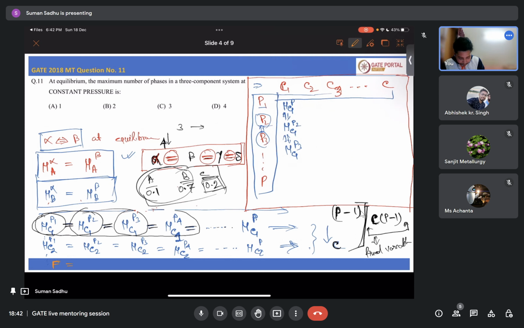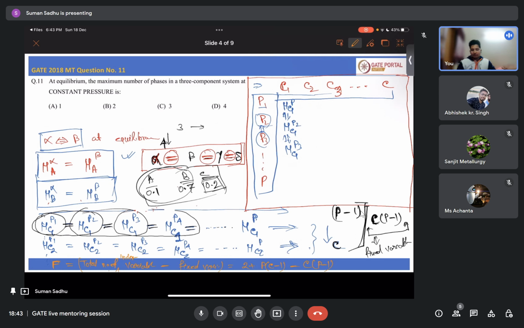Degree of freedom will be the total number of variables, sorry, the total number of independent variables minus fixed variables. So it will be 2 plus P into C minus 1, minus C into P minus 1. So you have the total variables, and from the total number of variables, these variables are fixed. You cannot change them. Are you getting it?